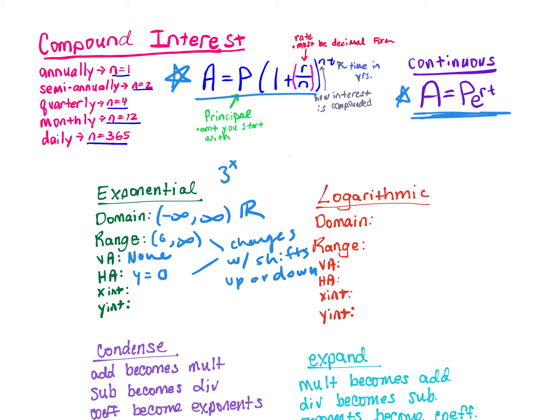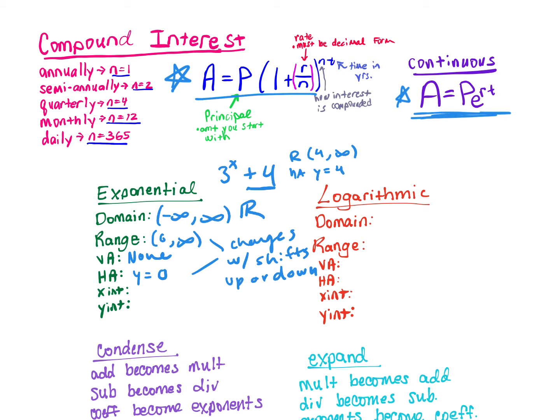So now our domain, our range and our horizontal asymptote go hand in hand. If we don't have a vertical shift in our graph, the range will be 0 to infinity, and our horizontal asymptote will be y equals 0. This changes if there's a shift up or down. So if I had 3^x plus 4, my graph is going up 4, so my new range would be from 4 to infinity, and my horizontal asymptote would be y equals 4. So your range and horizontal asymptote change with a shift up or down.